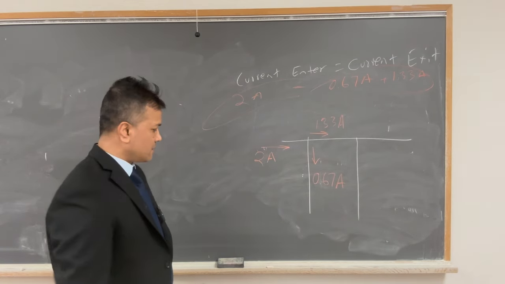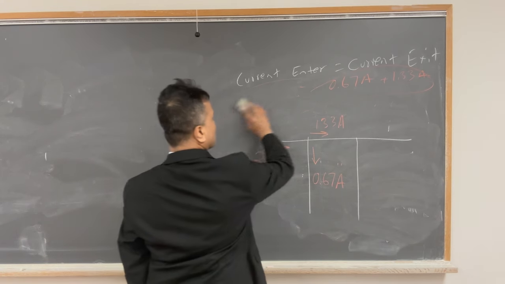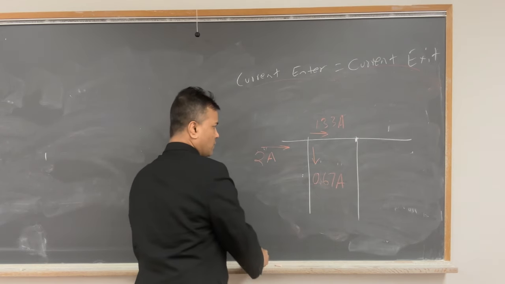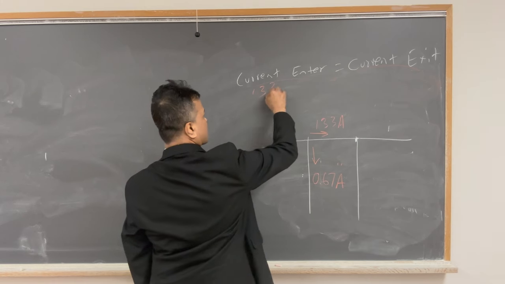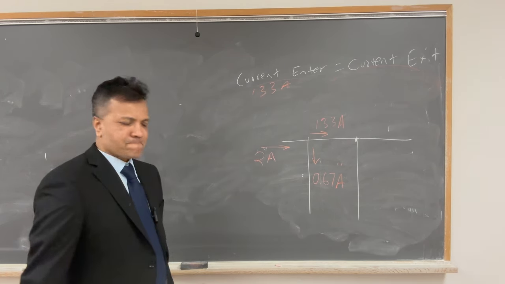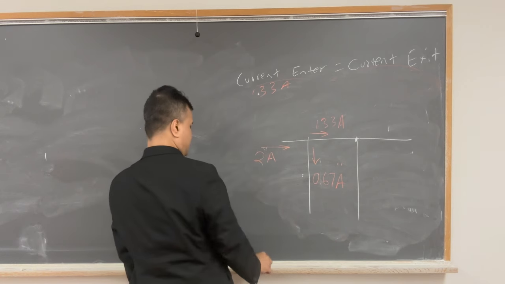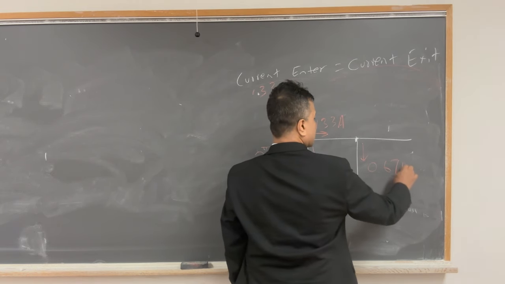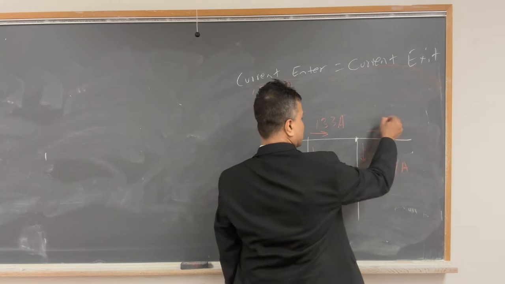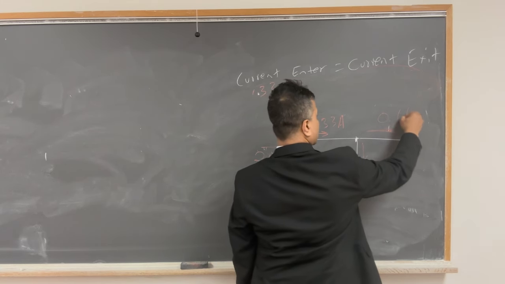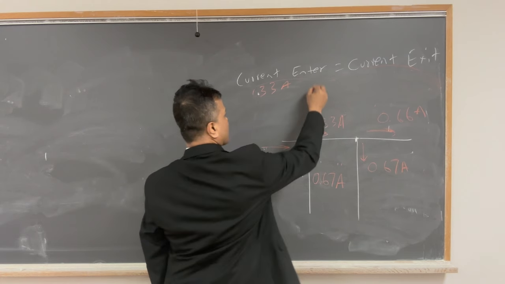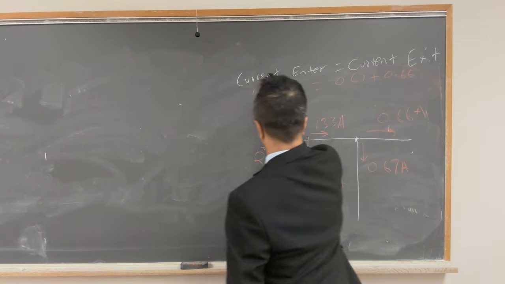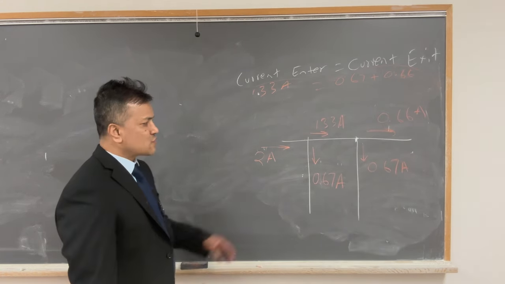Okay, great. Now, junction 2, if you look at junction 2, what do you see? Junction 2 takes how much current? Well, 1.33A. If you don't see it, make it visible. And if the current exiting is 0.67, then the current exiting has to be also 0.66. So together, 0.67 plus 0.66 give you 1.33.